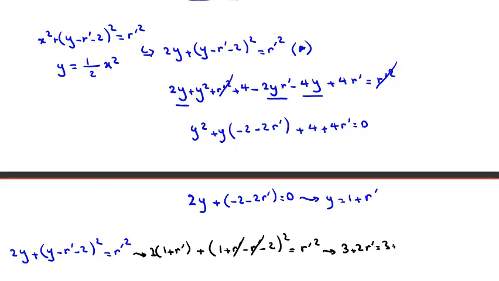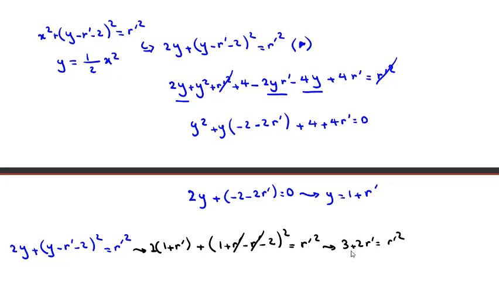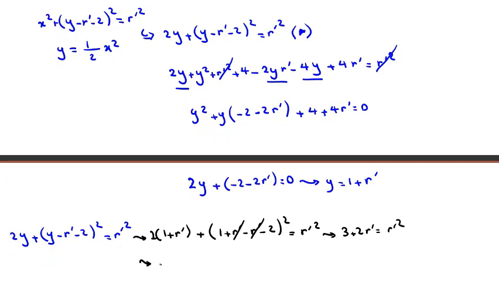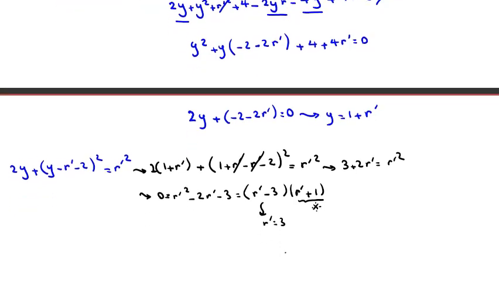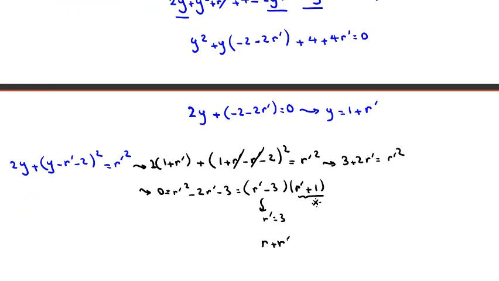3 plus 2r prime equals r prime squared. And now, if we take all things to the right hand side, 0 equals r prime squared minus 2r prime minus 3, which equals r prime minus 3 times r prime plus 1. So in this case, r prime cannot be negative, so r prime is not negative 1. So we have only this: r prime equals 3. So the problem says find the sum of radii r plus r prime. r was 1 and r prime is 3. So 1 plus 3 is equal to 4.